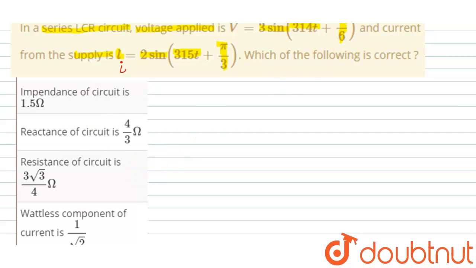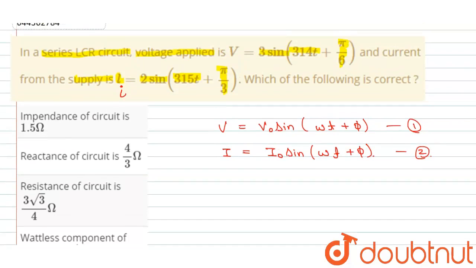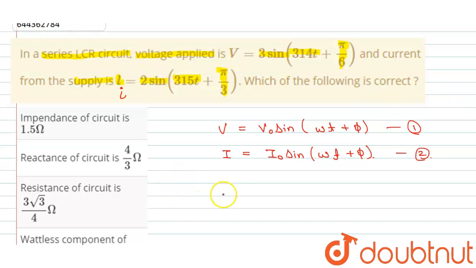Okay, so first in this question we talk about the series LCR circuit. In a series LCR circuit, the voltage is given as V equals V naught sine(omega t plus phi), and the current is I equals I naught sine(omega t plus phi). Let's suppose this is equation 1 and this is equation 2.